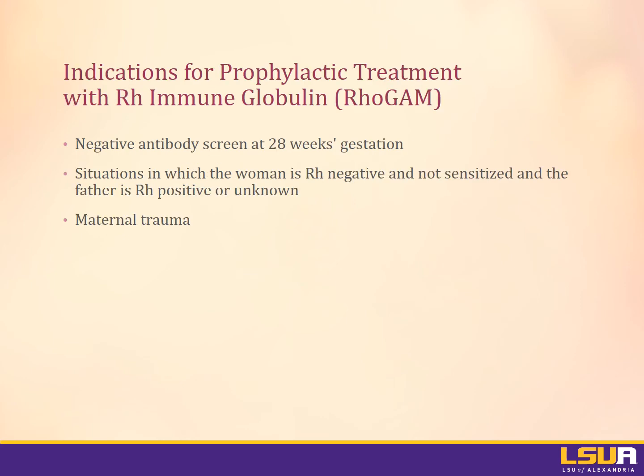So, indications for RhoGAM. If she has a negative antibody screen at 28 weeks, situations in which the woman is Rh negative and not sensitized, and the father is Rh positive or it is unknown, or if she's had maternal trauma, because if she's had maternal trauma, we can't be sure about mixing of the fetal blood with maternal blood.